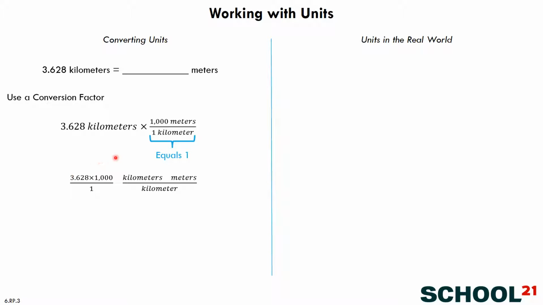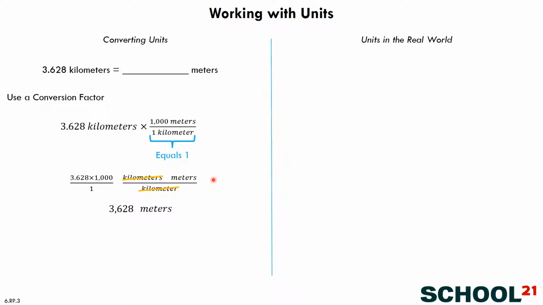So let's watch what happens with this. We can separate the numbers, the 3.628 and the 1,000 and the 1, from the units, the kilometers, the meters, and the kilometer. So that's what I've done here. Do you see how I've separated the numbers from the units? Yeah. And then let's watch what happens. We can go ahead and cancel kilometers. Just like you would cancel if you had a 3 in the numerator and a 3 in the denominator, you can do the same thing with units. And what does that leave us with for units? Meters. Meters, which is what we're looking for, right? Yeah. So we can do the math over here, which you were able to do in your head, to get 3,628, and then all that's left on the right-hand side there is meters. Okay? Okay. So that's how we work with units.